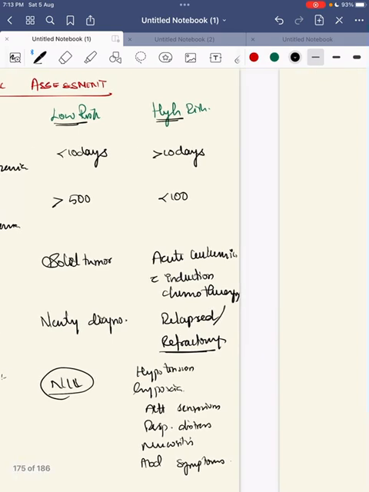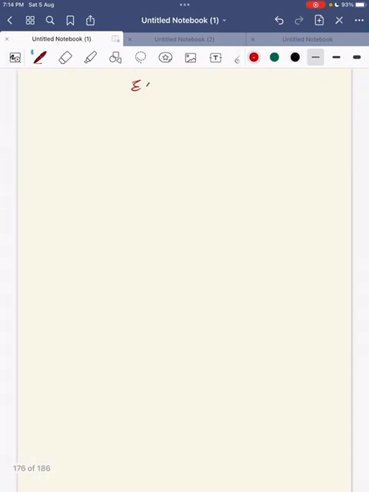Next, how are we going to evaluate? What is the examination of the patient? So, examination of a child with neutropenia.